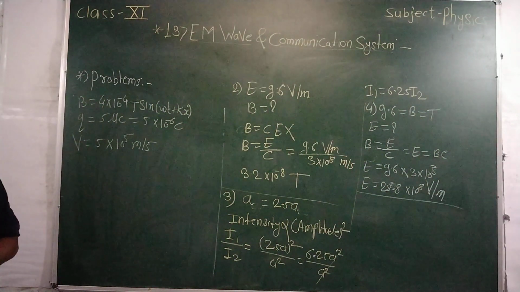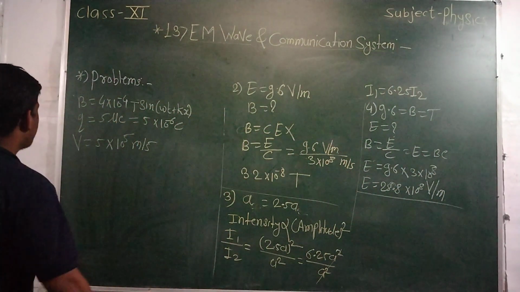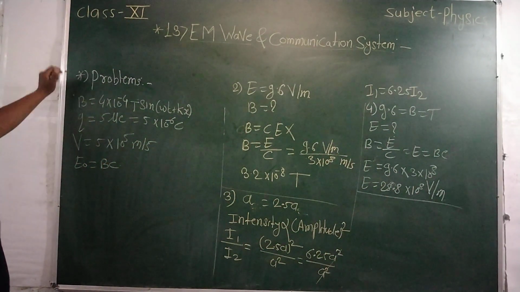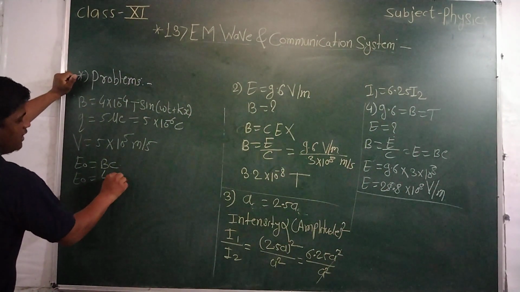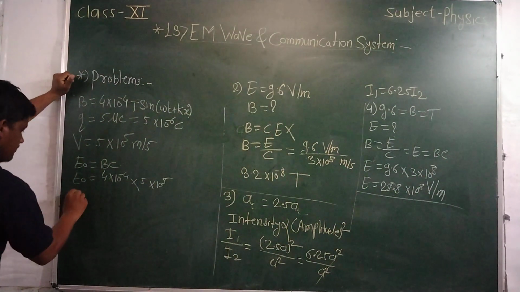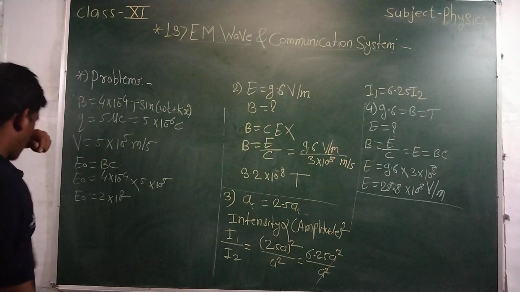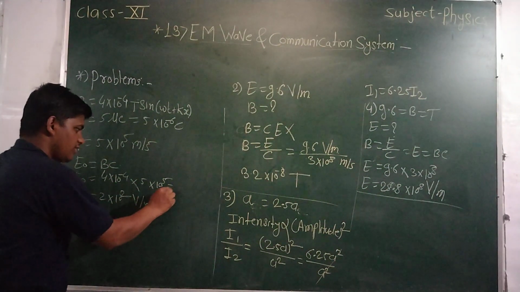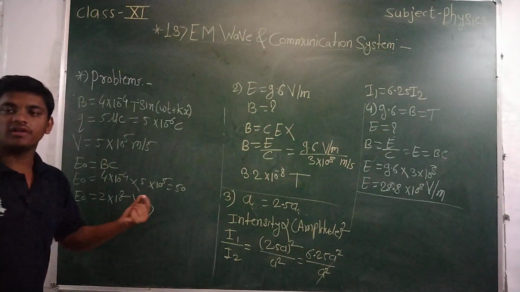Then we know that the electric force is experienced by the electric field. I will calculate here the electric field, that is BC. Then the electric field is equal to B, 4 into 10 raised to minus 4, into C, that is 5 into 10 raised to 5. Then E is equal to 2 into 10 raised to 2 volt per meter. How can I calculate? 5 into 4 is 20, so 200 volt per meter, or 2 into 10 raised to 2 volt per meter.